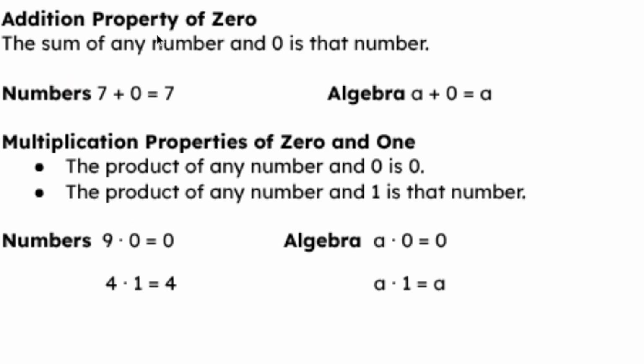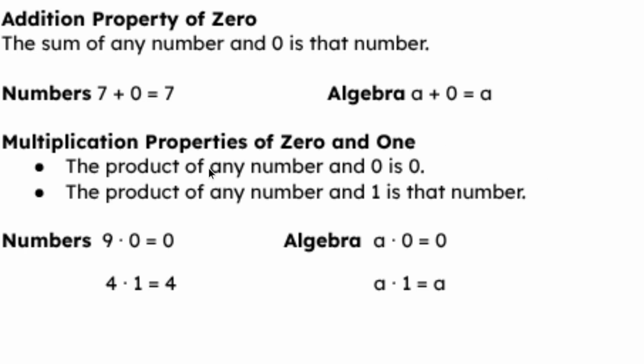Then we also have the addition property of 0, which tells us that the sum of any number and 0 is that number. So any number you can think of, like here I've got 7 plus 0 is still equal to 7. So any number you can think of, if I take that number and add 0, I'm still going to have that number.